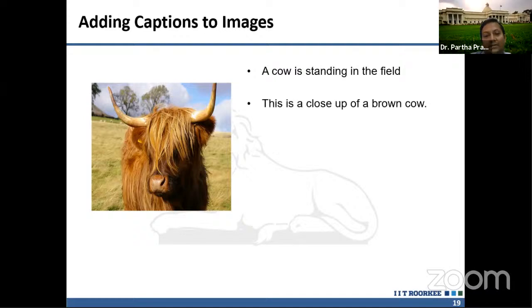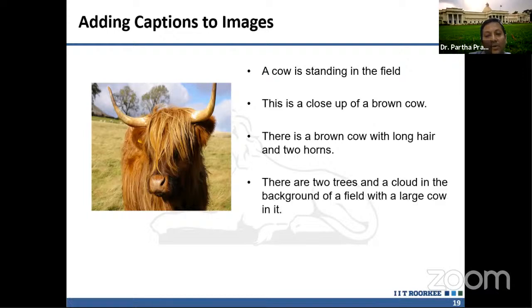For example, given an image, I want to interpret and describe the image. I can say that in this image, a cow is standing in the field. This is a close-up of a brown cow. Or there is a brown cow with a long head. It's more detailed: there are two trees and a cloud in the background of a field with a large cow in it. So these are more detailed descriptions. So, adding captions to the image.